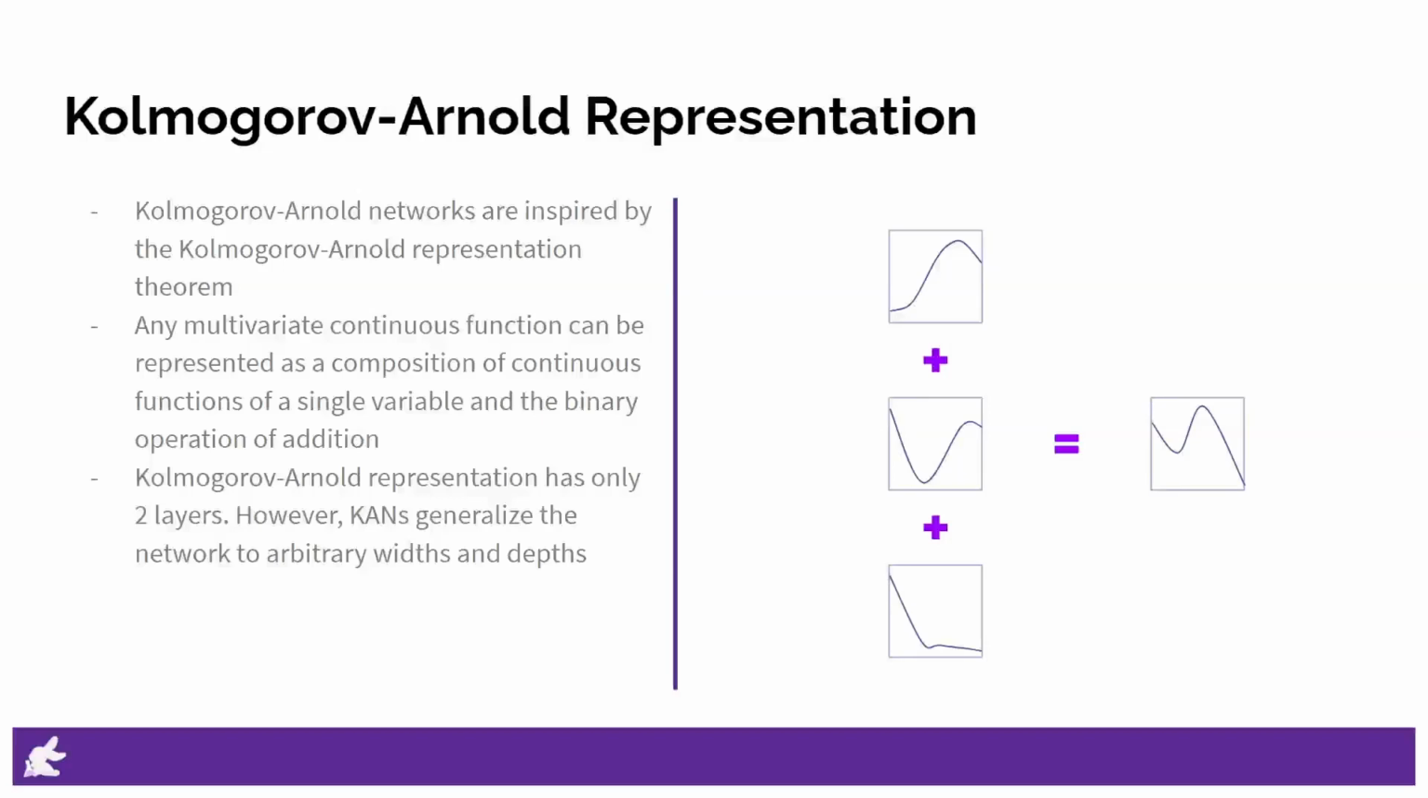The Kolmogorov-Arnold representation has only 2 layers with limited elements, and it may not be applicable in machine learning fields. However, KANs generalize the network to arbitrary widths and depths. Secondly, KANs figure out the structures to make machine learning useful or generalizable at all.